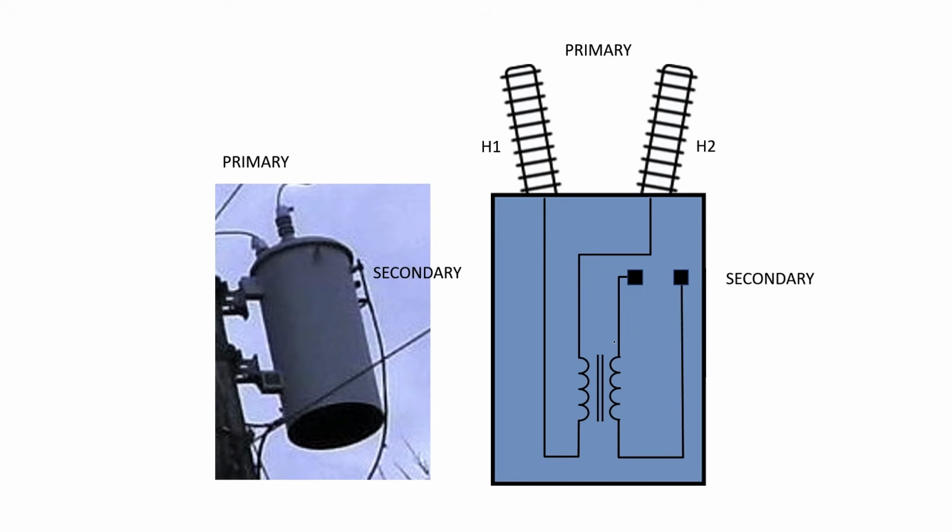From the photograph here, we can see 2 primary bushings, and we can see at least 2 secondary bushings. Primary bushings are usually labeled with the letter H. So here we have H1 and H2. The secondary connections on the transformer are usually labeled with the letter X. So you might have X1, X2, and sometimes X3. If there are 3 connections on the secondary side of these transformers, then the extra connection corresponds to having a center tap on the secondary side of the transformer.